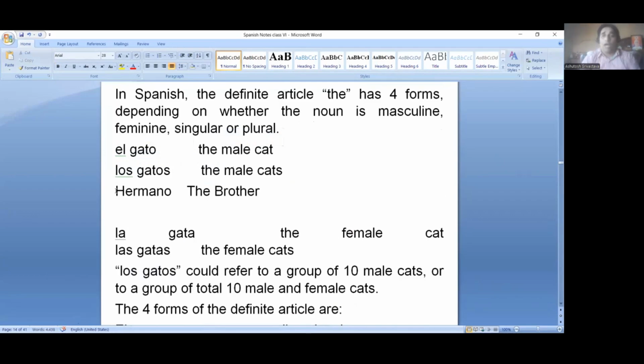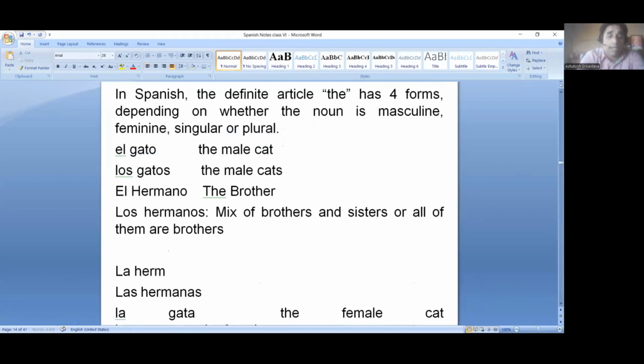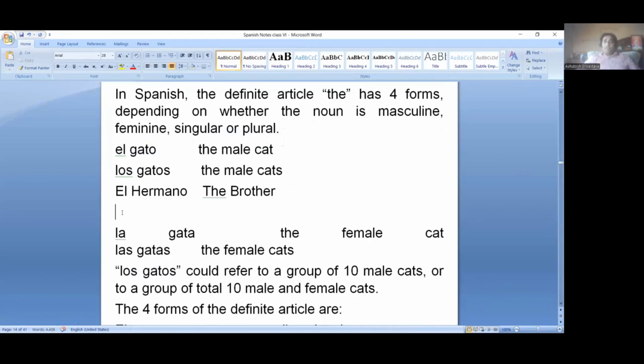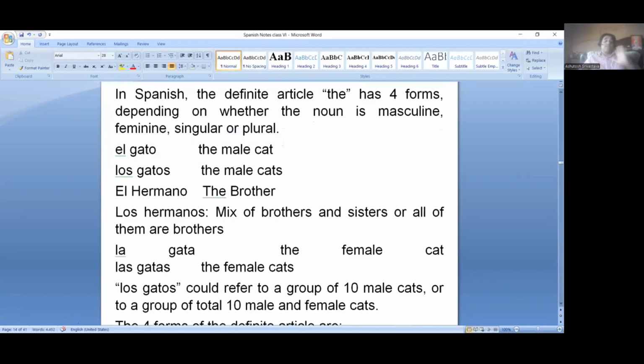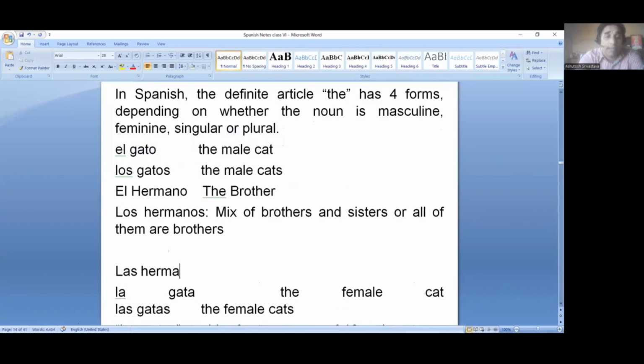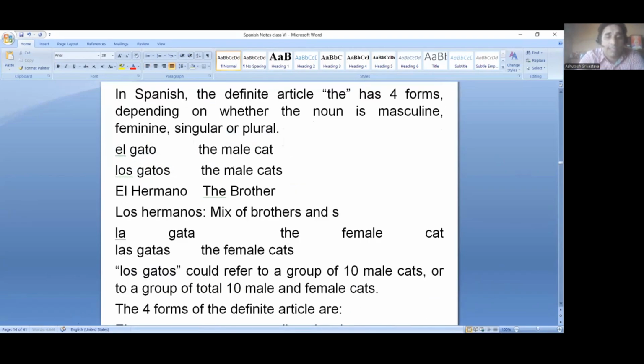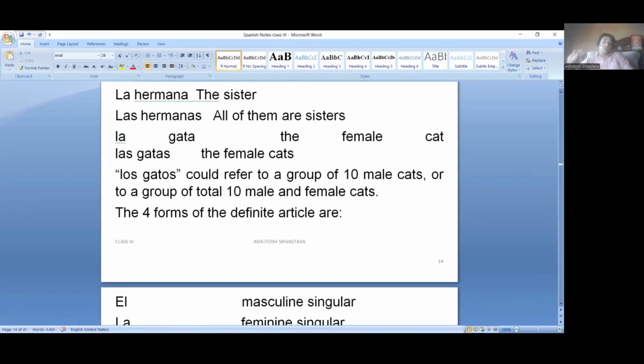Similarly, the brother is el, because it's masculine. So el hermano, the h is silent, hermano. La hermana is the sister. But suppose someone has 3 sisters and 4 brothers. In Spanish, we will call them los hermanos. So whether it's a mix of brothers and sisters or if all of them are brothers, in both cases, we will say los hermanos, which means the brothers. The only time we will call them las hermanas is when all of them are sisters. 9 brothers and 1 sister would be known as los hermanos.